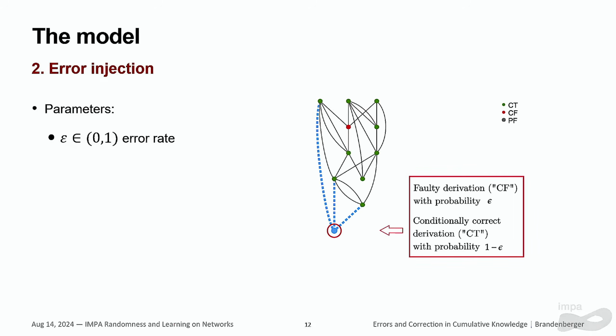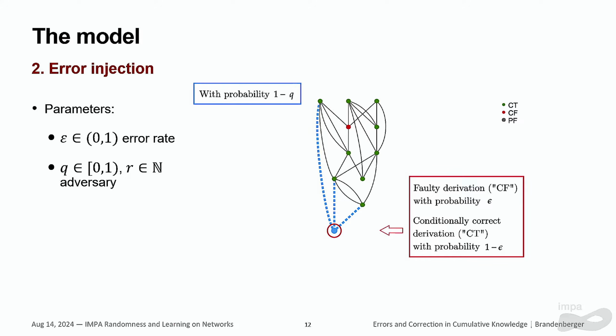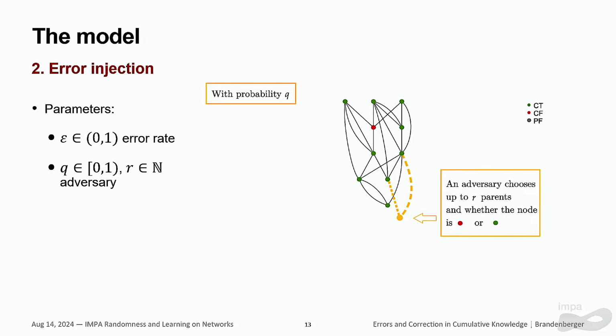Okay, so now for error injection. We've created a new node, and now you have some epsilon error rate, so you flip an epsilon Bernoulli to decide whether your new node is CT or CF. So with probability epsilon, you inject an error. Another parameter that we allow is an adversary. All of this that I just described, you run with probability 1 minus q. And with probability q, you instead let an adversary do whatever it wants, with bounded influence. It adds a new node with arbitrary truth value, connecting to some bounded number of parents.